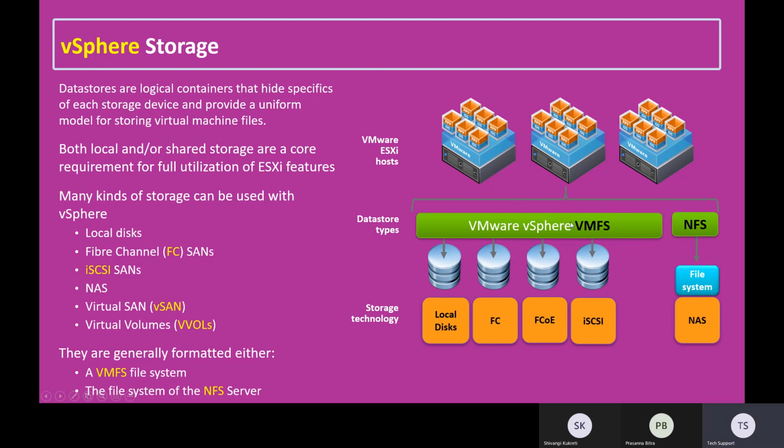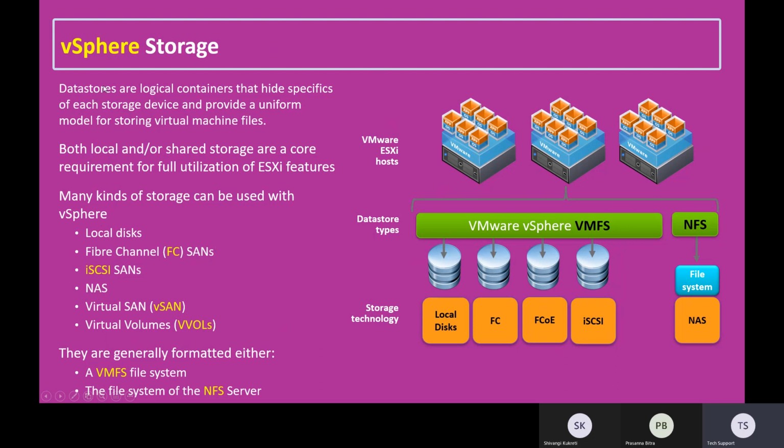Under the VMFS storage, we have this icon for the datastore. Within these datastores, again we have multiple storage technologies. We can use local disks, Fiber Channel, Fiber Channel over Ethernet, and iSCSI SAN. These are all the SAN types, either FC SAN, FCoE SAN, or iSCSI SAN, or else you can use a NAS storage also, network attached storage. The same one is a little bit elaborated here.